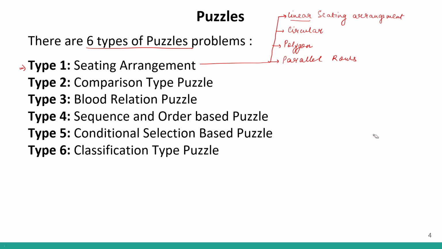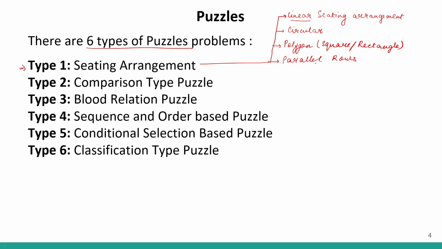Circular seating arrangement, as the name suggests, they are sitting in a circle. They can be facing inside the circle, they can be facing outside the circle. There could also be some people facing inside, some people facing outside. Polygon, the most common ones are your square and rectangle. But you can also get triangle, pentagon, hexagon. Those are also a possibility.